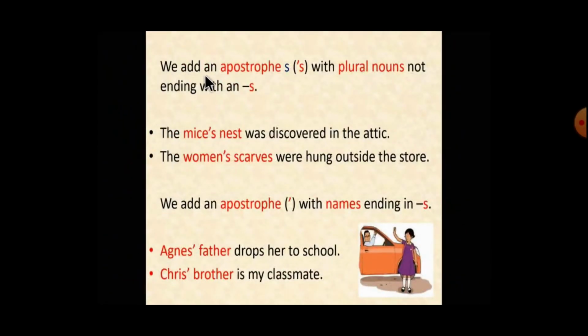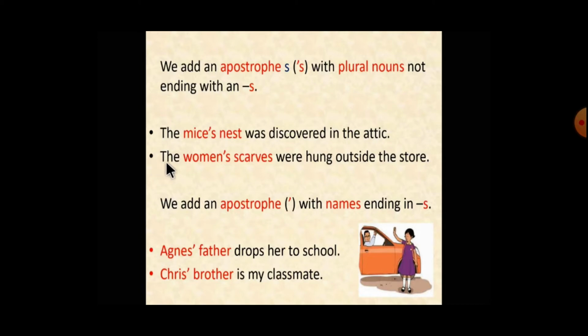Next one, we add an apostrophe s, means apostrophe and then s both, with plural nouns not ending with s. Few nouns which are in the plural form do not end with s. So we have to put apostrophe and s both at the end of the noun. Examples are, the mice's nest was discovered in the attic.